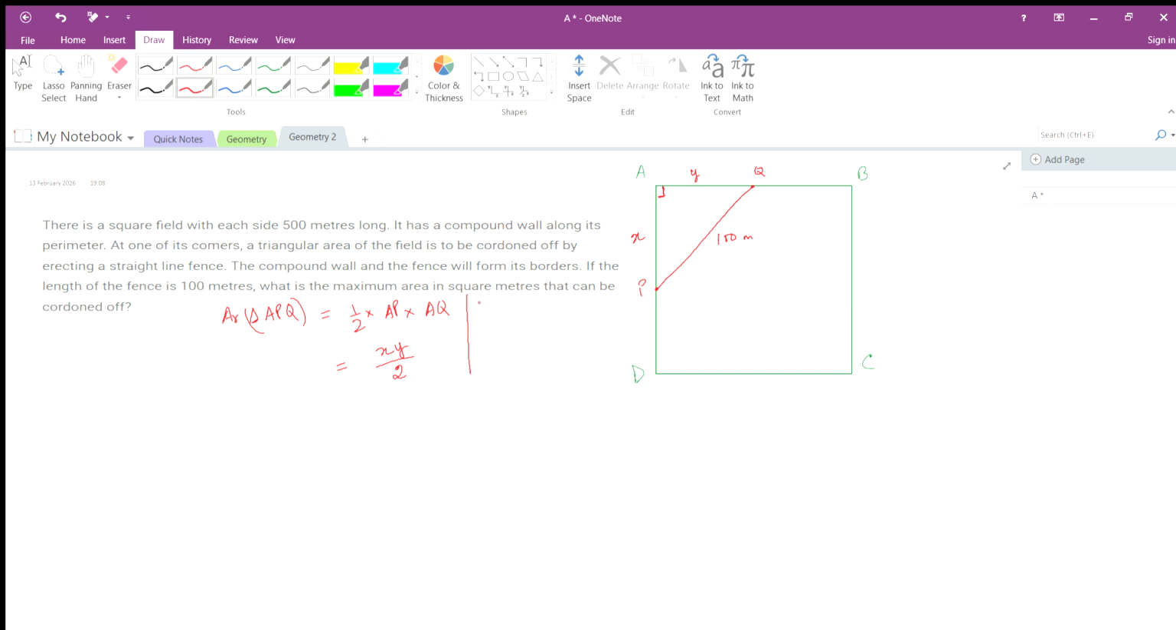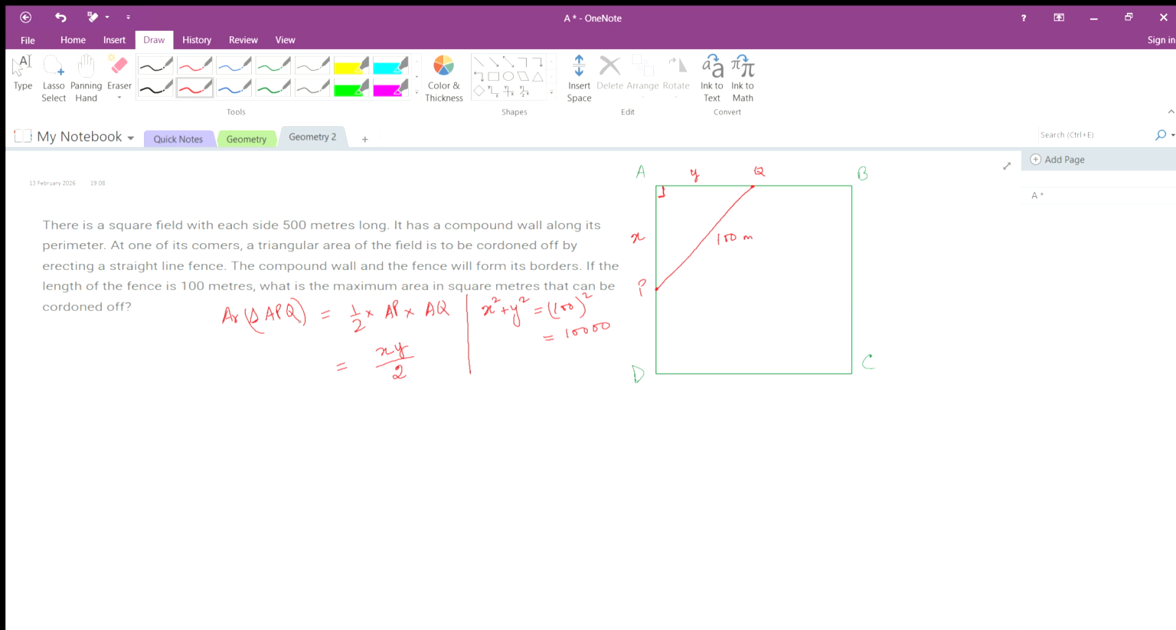Also there is a theorem called Pythagoras theorem. This is only applicable to right angle triangles. Using Pythagoras theorem, I can say that x square plus y square is equal to 100 whole square, which is 10,000.